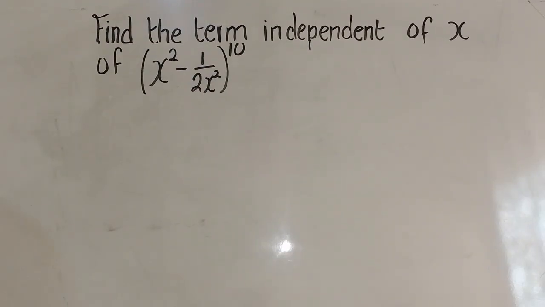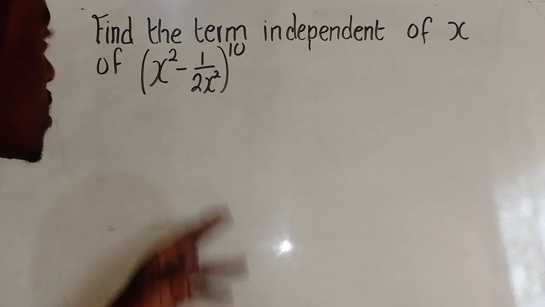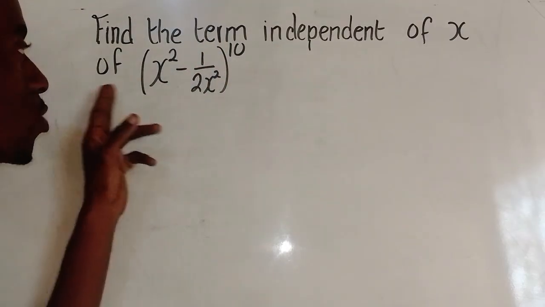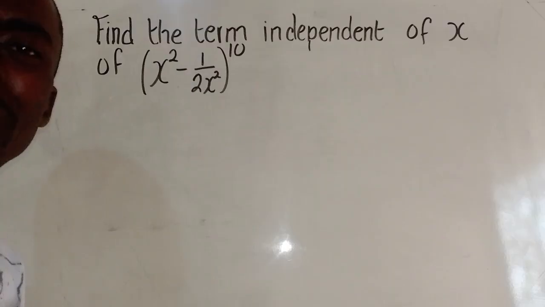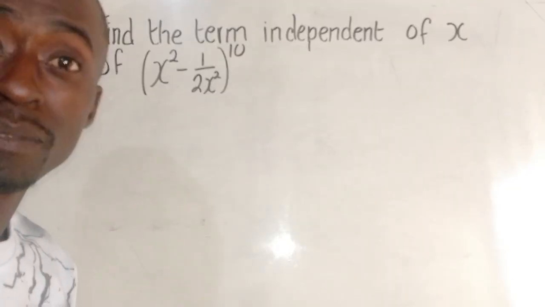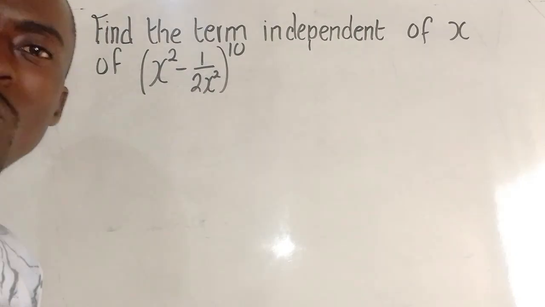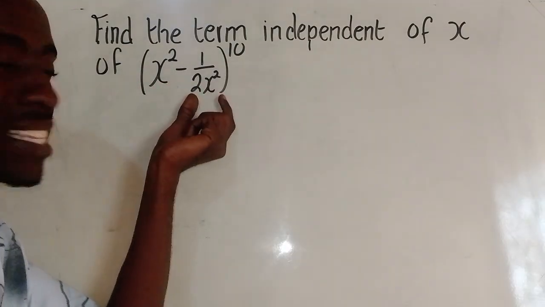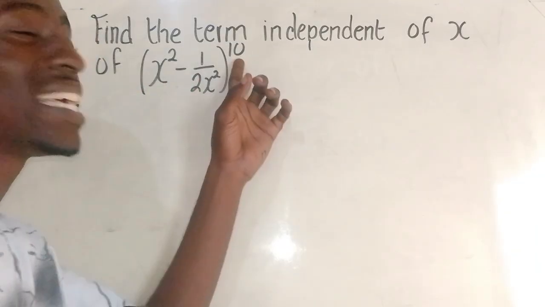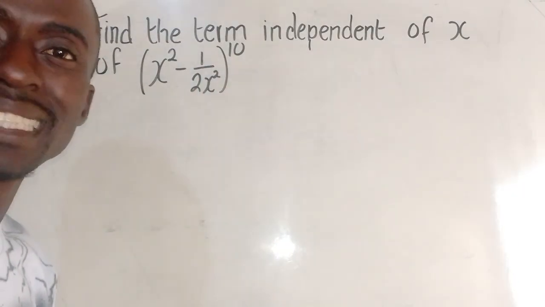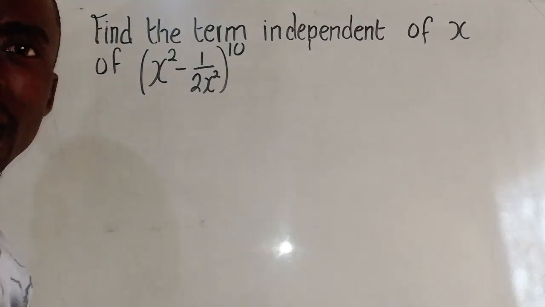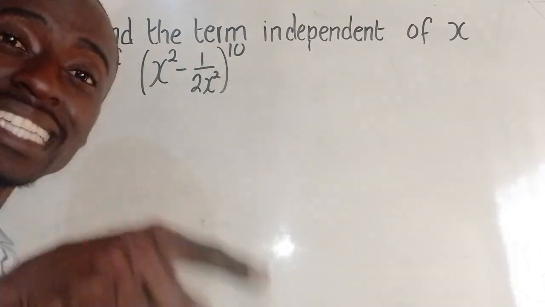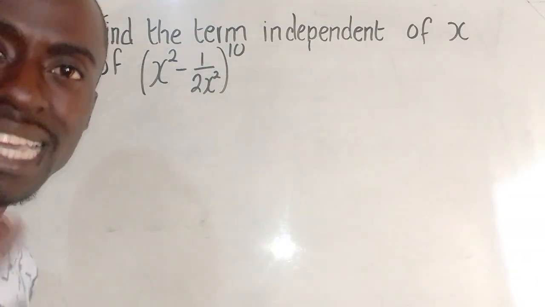Okay, so we have a mathematics question that says find the term independent of x of this here. Now here we are looking at a topic known as binomial. Binomial is one whereby you are given the terms, for example this term and this term being raised to a greater power. For example, power 10, power 9, 8, and so on. Now here they are saying what? Term independent, meaning a term that does not contain x.